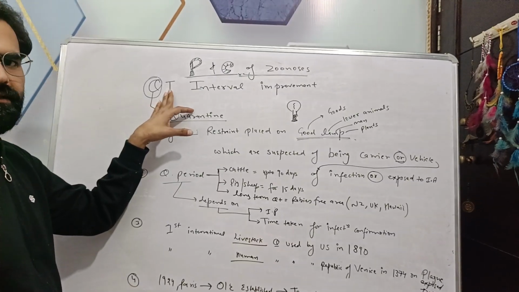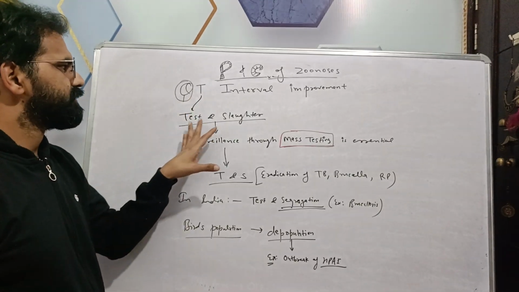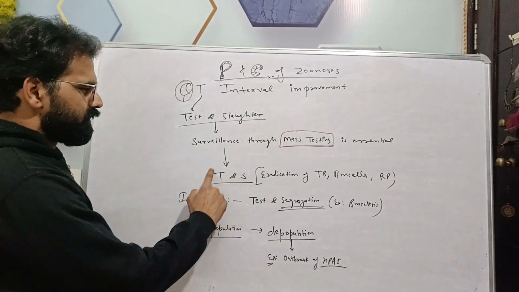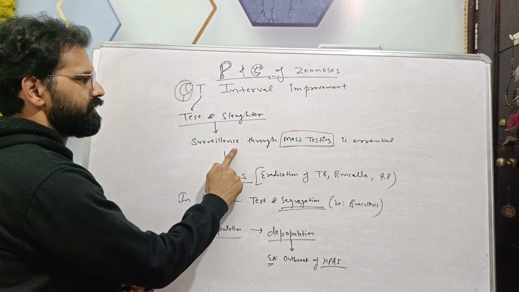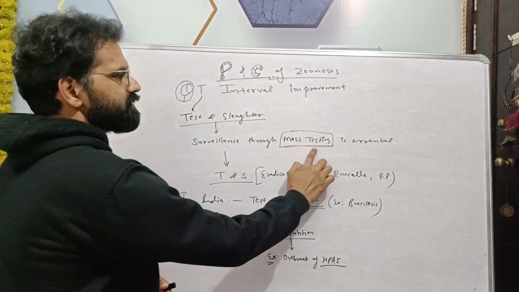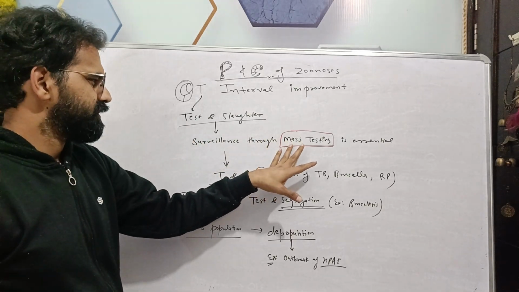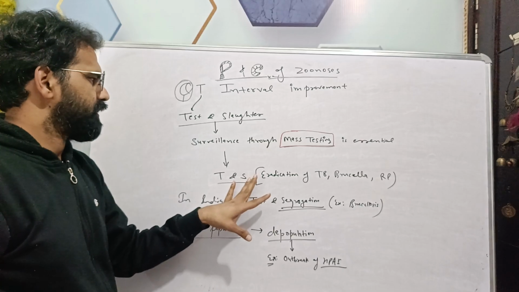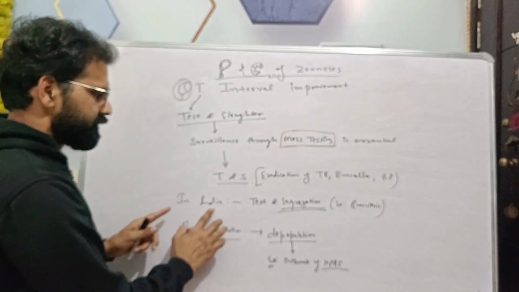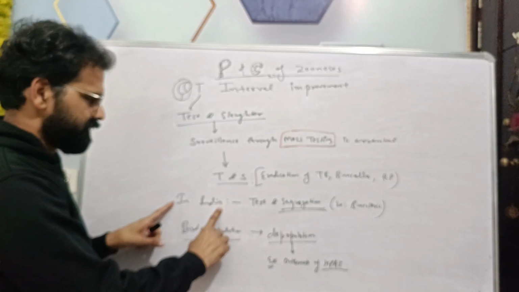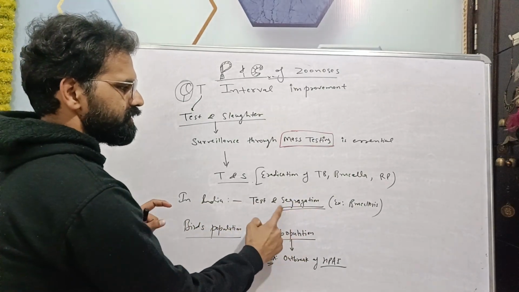Next is test and slaughter. Before going for test and slaughter, we normally do surveillance, and that surveillance is through mass testing of the population. So first is surveillance through mass testing, then test and slaughter. But this policy of test and slaughter is not possible in India because of some religious issues. So in India we follow a test and segregation policy.